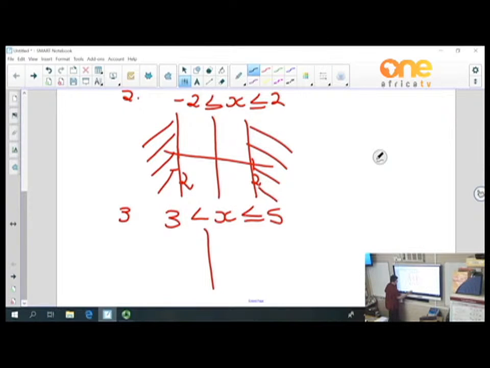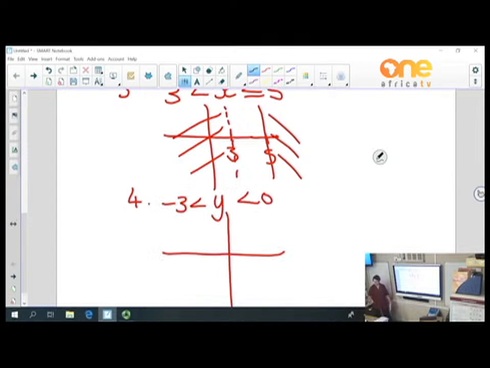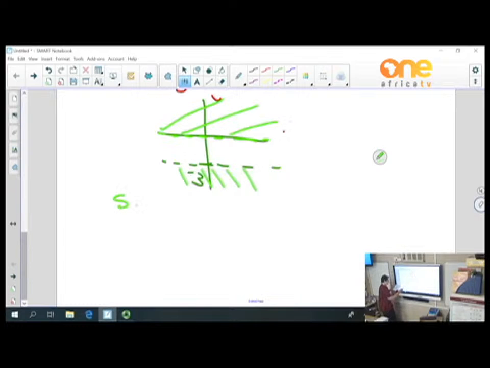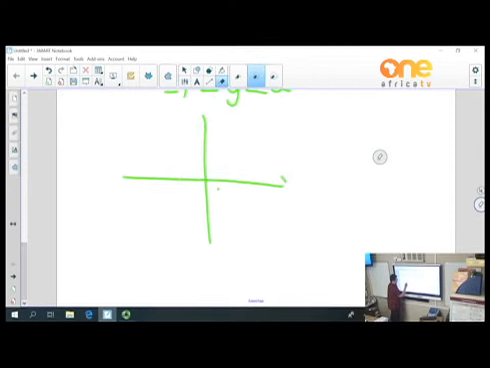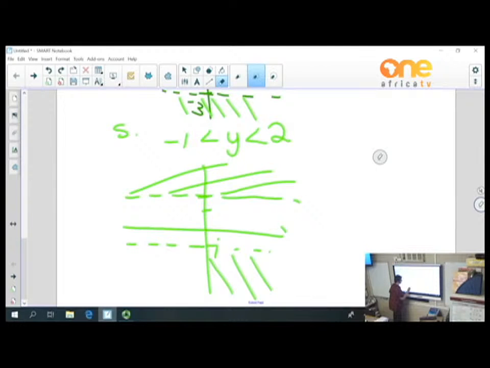So I draw my Cartesian plane. So here at 3, this region is now your wanted region that you have there. The next one is number 4. Can you see? It is the y-axis. That is at 0. It's another broken line. And the next one is number 5. -1 is less, so it is at -1. The y. It's still a broken line. So this is the unwanted we have there.